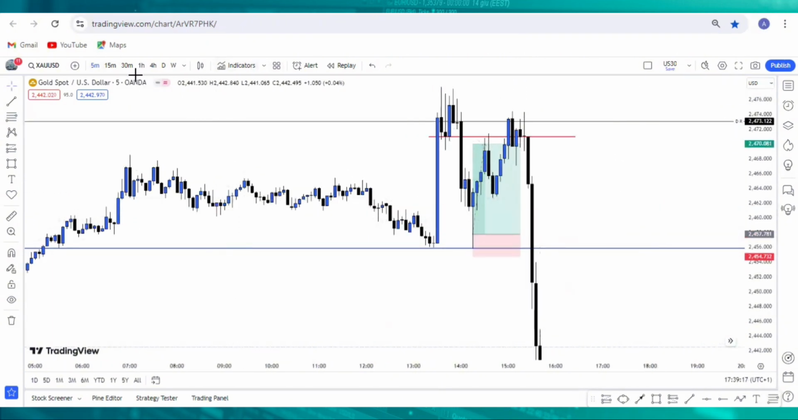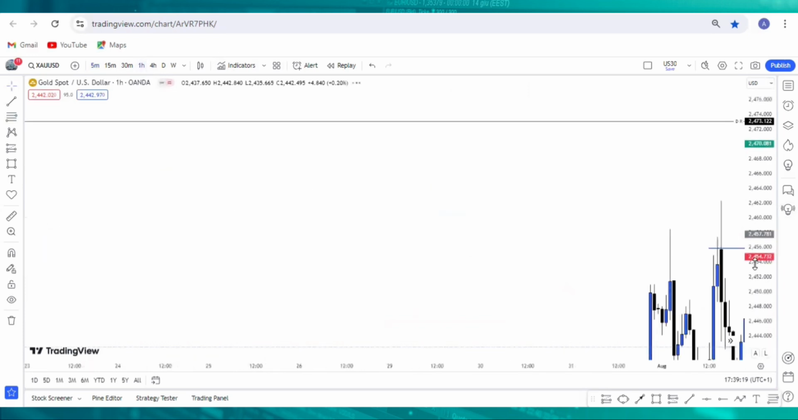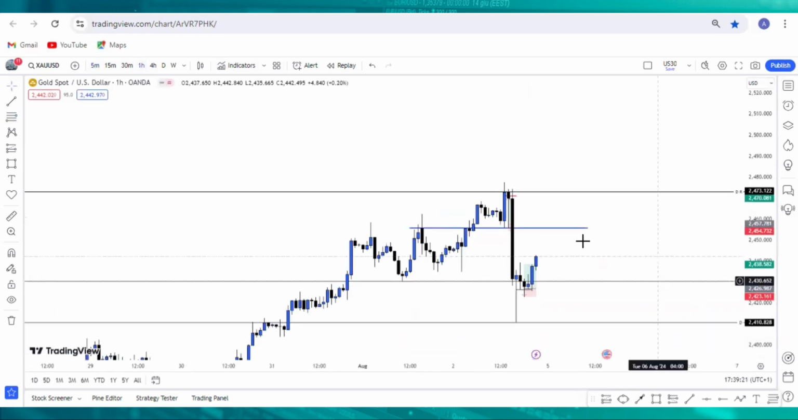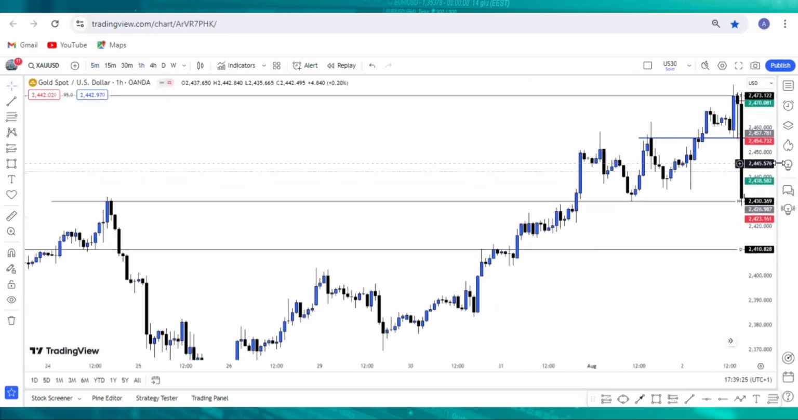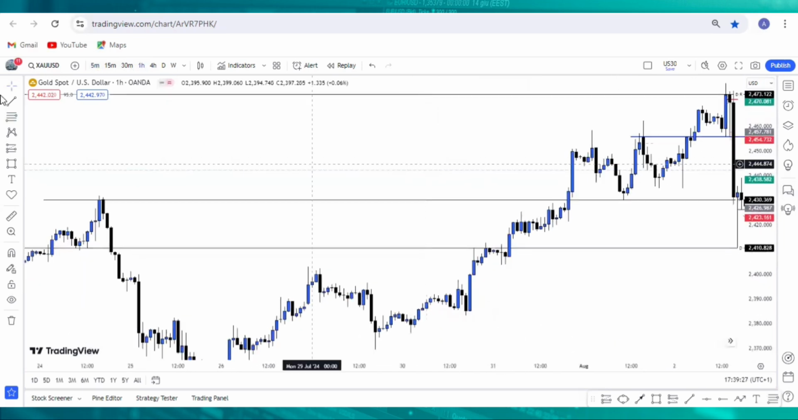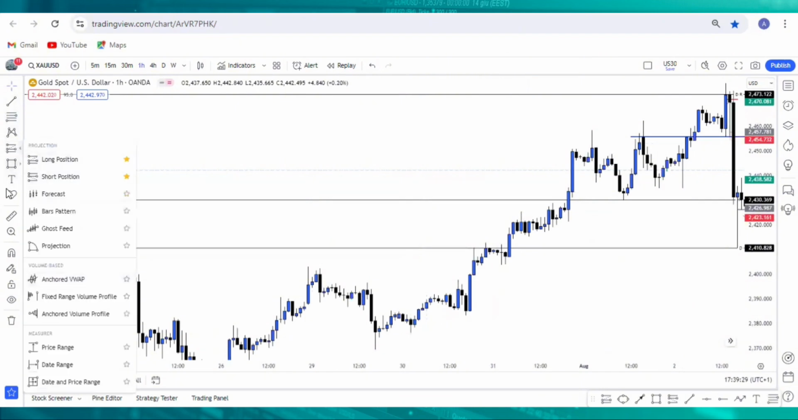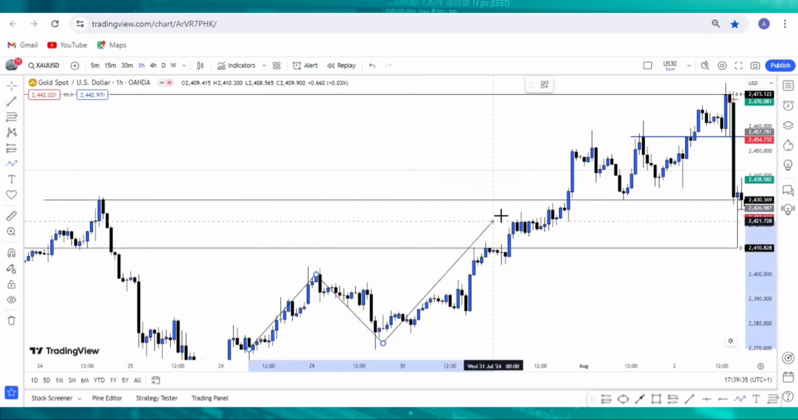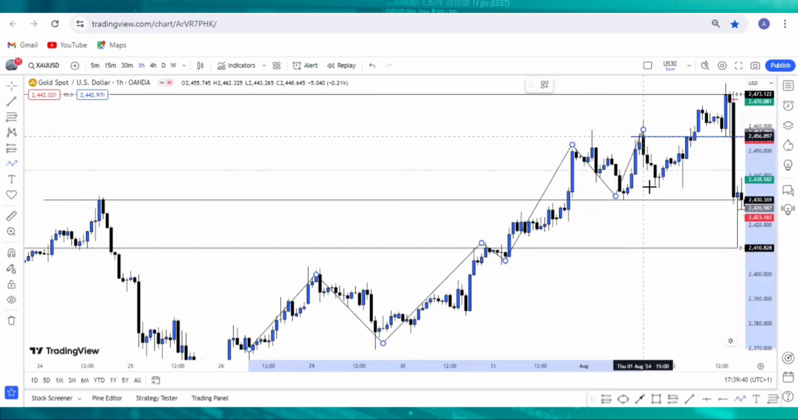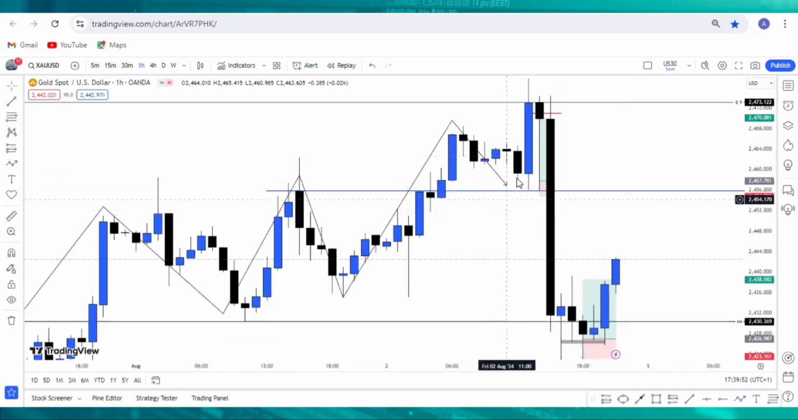Let me break down the reason why I took this trade on gold and how I was able to make money. Right now, as you can see, this is a 1 hour time frame and the gold market was on a bullish move. Let me identify that real quick. We are having a series of higher highs and higher lows. All right, this was the level I took the trade.